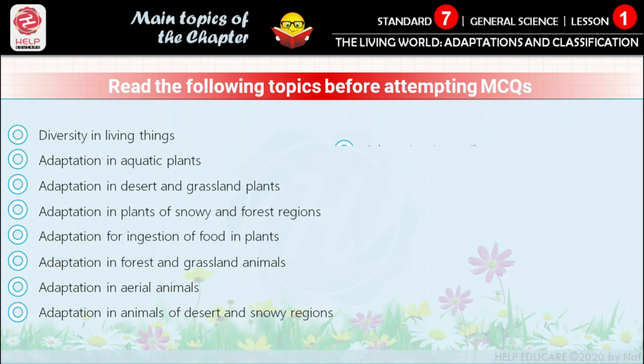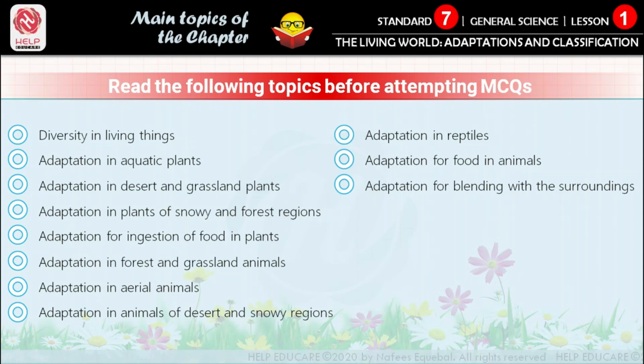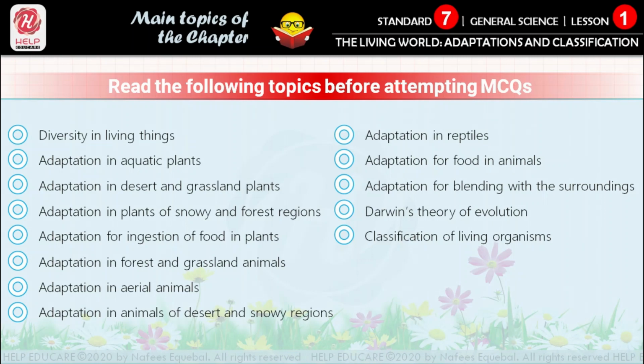Adaptation in reptiles. Adaptation for food in animals. Adaptation for blending with the surroundings. Darwin's theory of evolution. Classification of living organisms. Binomial nomenclature by Carl Linnaeus. Scientific names of animals and plants.